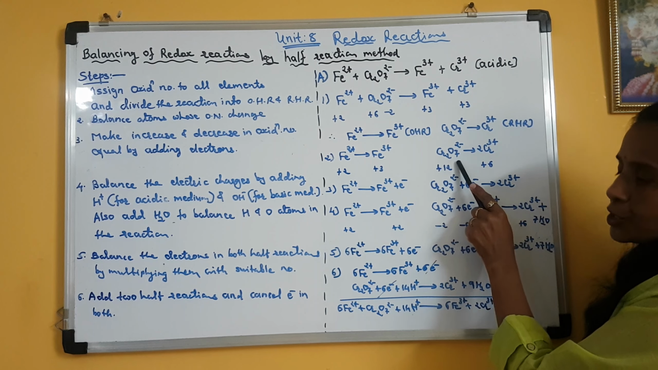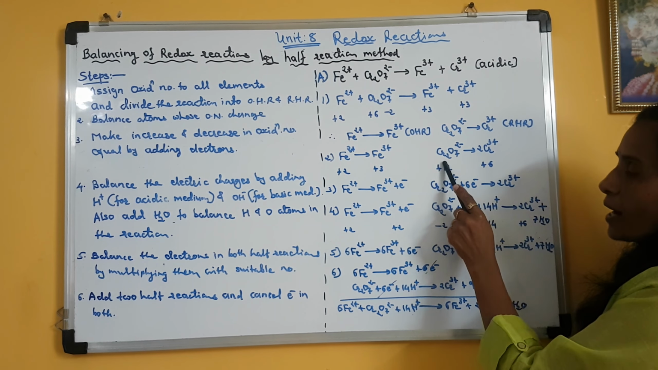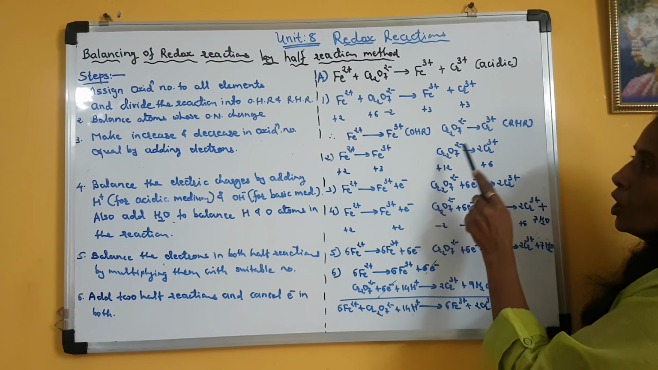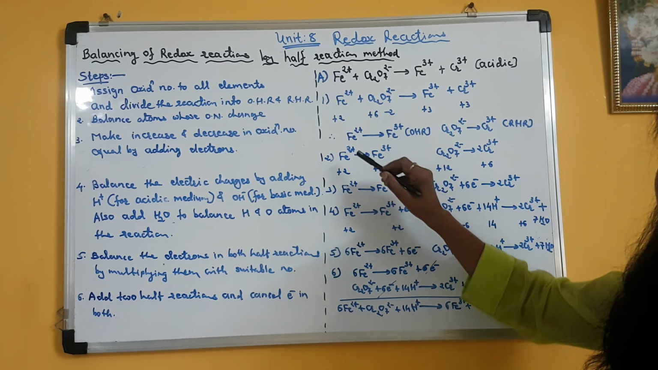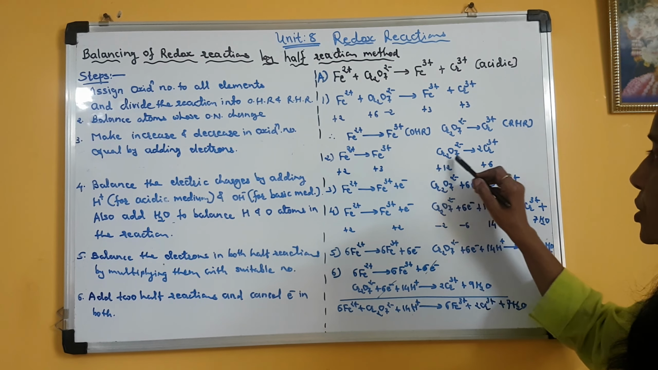But in this reduction reaction you can see on the reactant side it is Cr2 but on the product side there is only one Cr. So I have multiplied the product by 2. Clear? Okay. So this is the second step in which I have balanced the atoms whose oxidation number has changed.